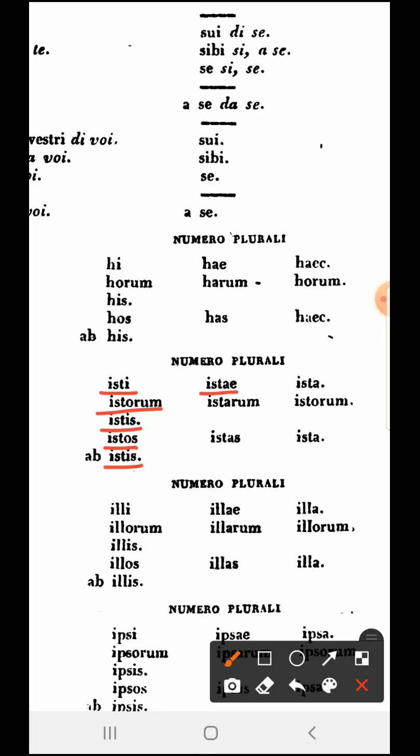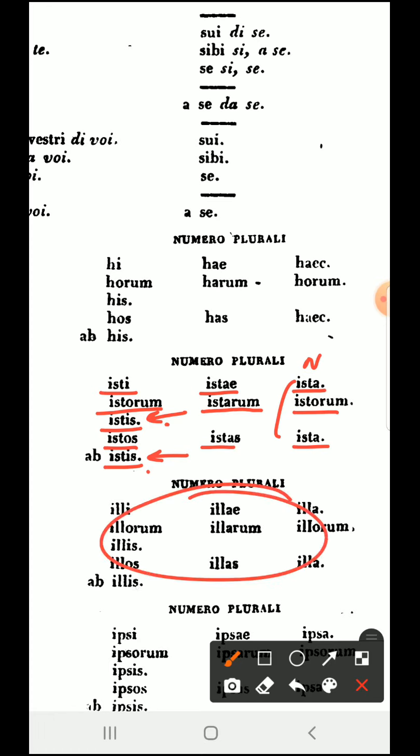For the feminine, we have istae, istarum for the genitive, then over to istis in the dative, istas in the accusative, and istis for the ablative. And for the neuter, we have ista in the nominative plural, istorum in the genitive plural, istis in the dative plural, ista, same as the nominative, in the accusative plural, and then istis in the ablative plural. And again, once we learn them, we know all the declension of illi, illae, illa, because the endings are the same.